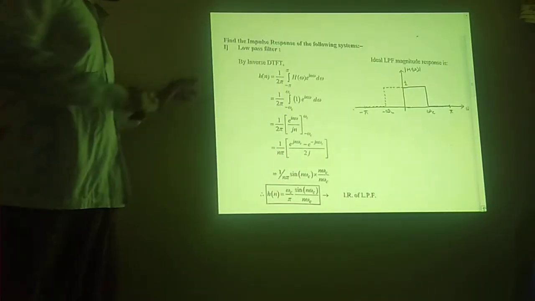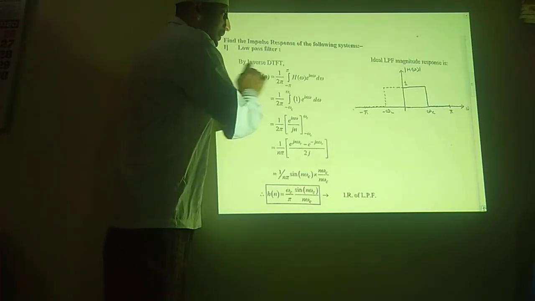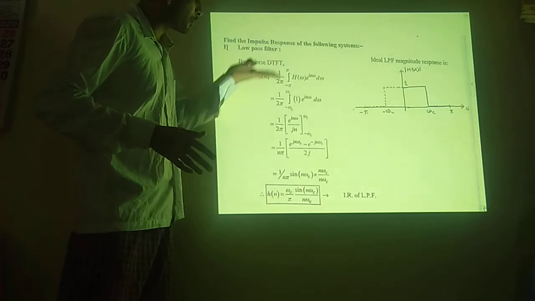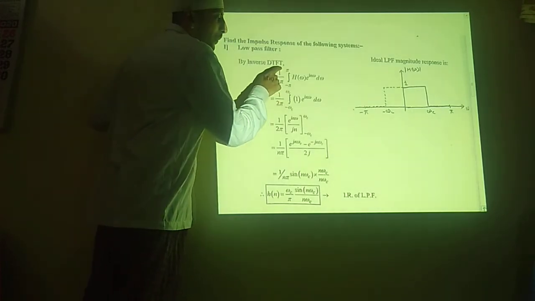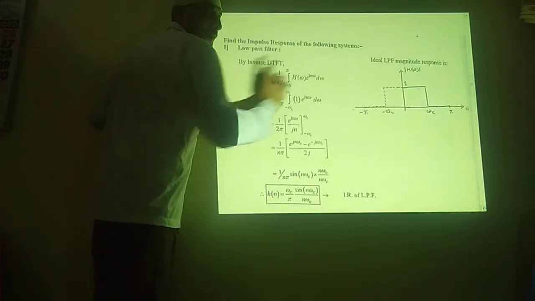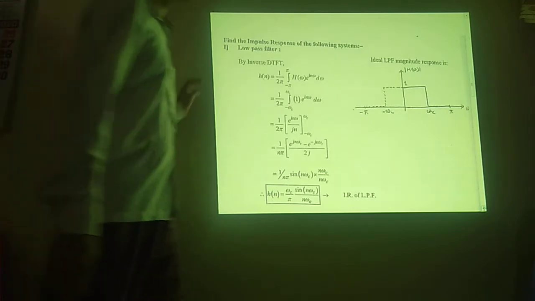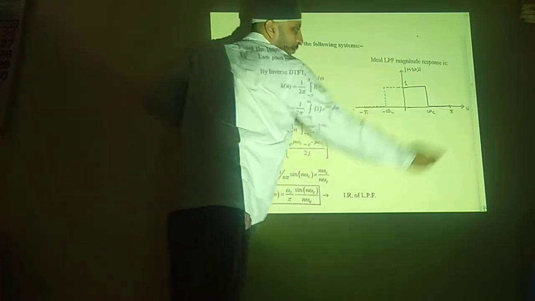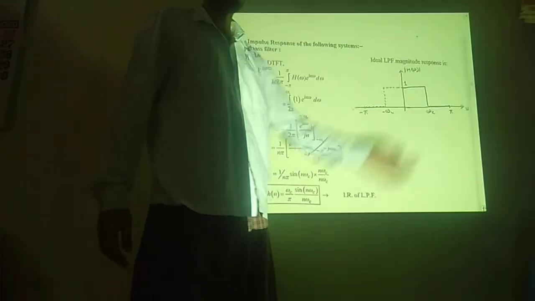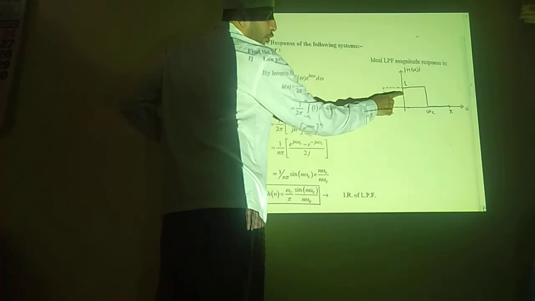By using inverse DTFT, the formula for inverse DTFT is very important, so please note it down. h of n is equal to 1 upon 2 pi, integration from minus pi to pi of h of omega e raised to j omega n d omega. So you have to take the integration of h of omega. On this axis we have got omega, and on this axis we have got h of omega. The value of h of omega is equal to 1 for an ideal low pass filter.